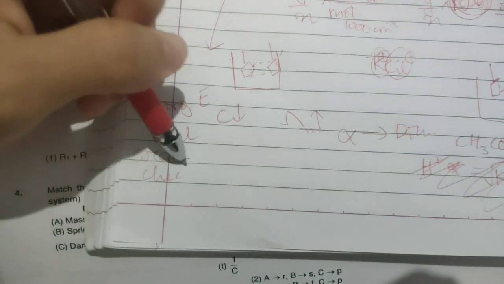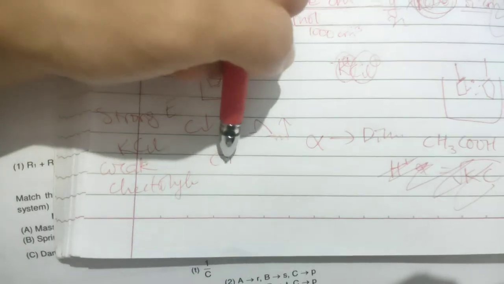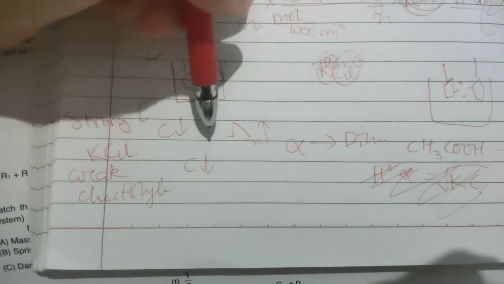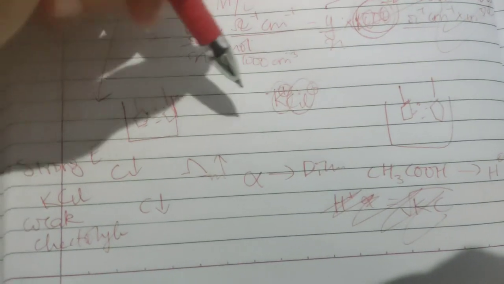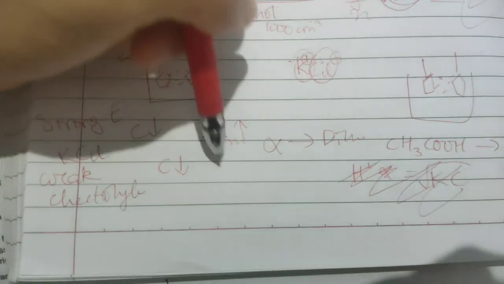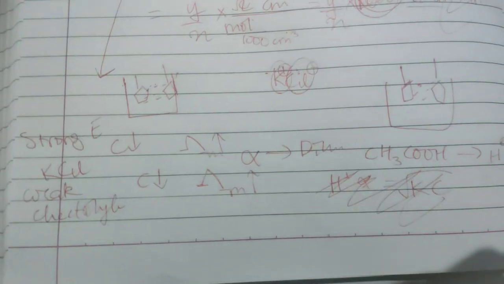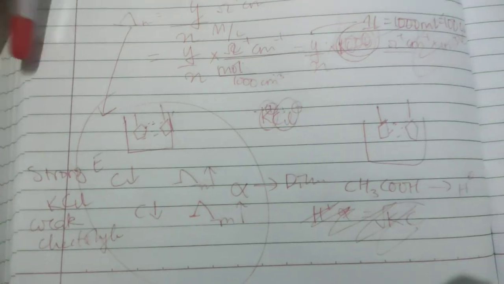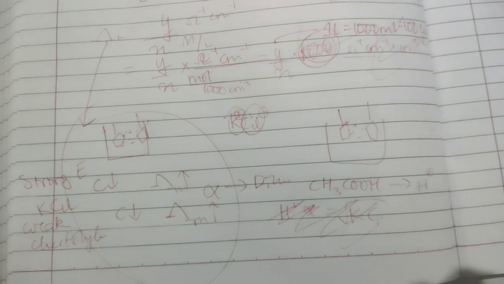So for a weak electrolyte, concentration decreases, meaning dilution increases, meaning the number of charge carriers increases, which is your H plus, and so your lambda m increases. Man, if I hadn't explained this to myself, I would have been struggling right now.